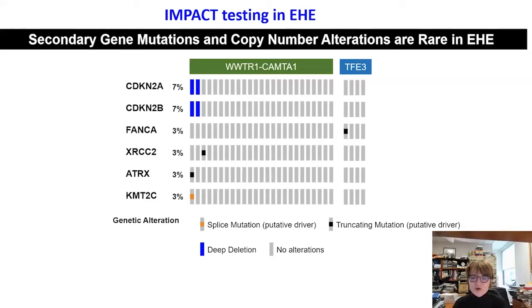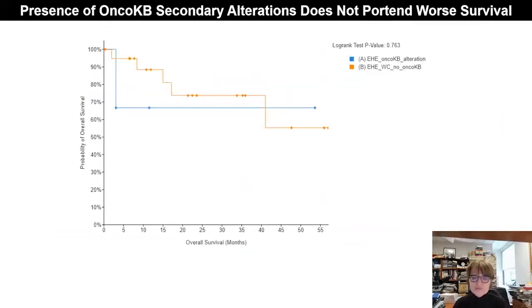And these are again only what we call the OncoKB mutations that are well known to be pathogenic in cancer. These don't include other mutations that have been identified, but whose function is not known in cancer. So when we look at the survival in EHE patients, maybe because we have very few events, or maybe because we have very few secondary mutations, we don't see any correlation with survival in patients that have a second site mutation versus not, as you can see here in these two graphs.